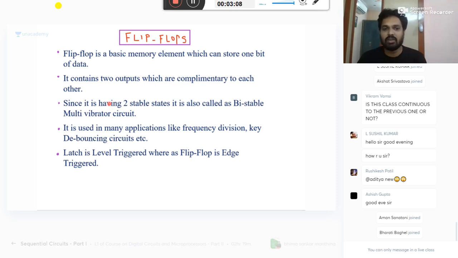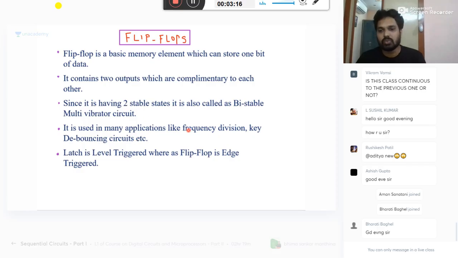Next, since it will have 2 stable states, that's why it is also called bistable multivibrator circuit. It is used in many applications. We prove all the applications once we discuss clearly.